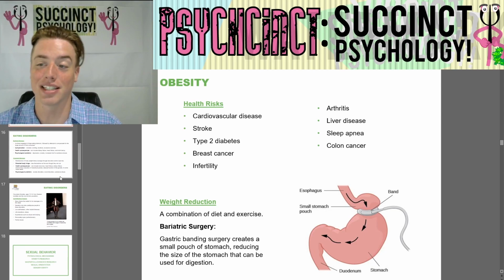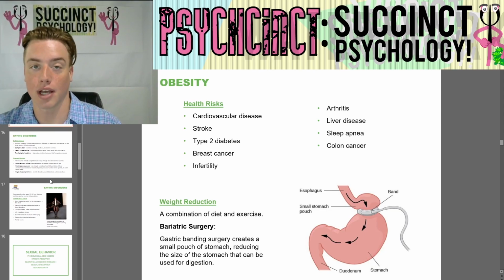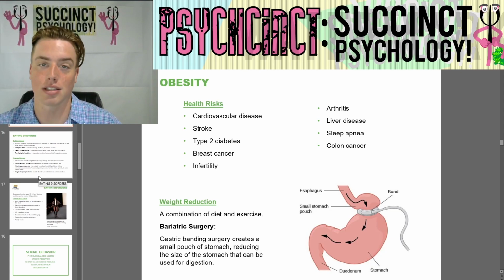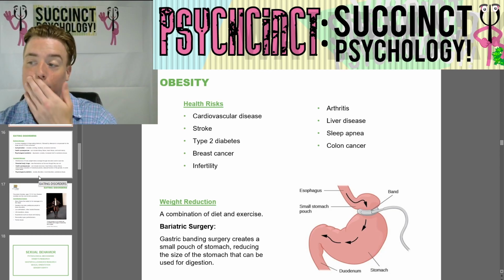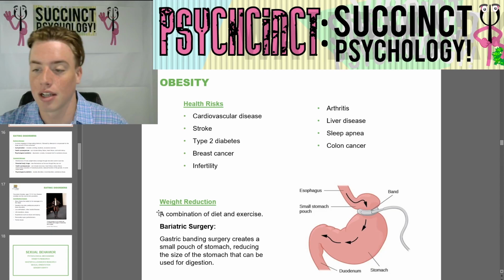Anyways, obesity. So health risks include cardiovascular disease, stroke, type 2 diabetes, breast cancer, infertility, arthritis, liver disease, sleep apnea, and colon cancer. So a lot of health risks with obesity. So weight reduction is a combination of diet and exercise.